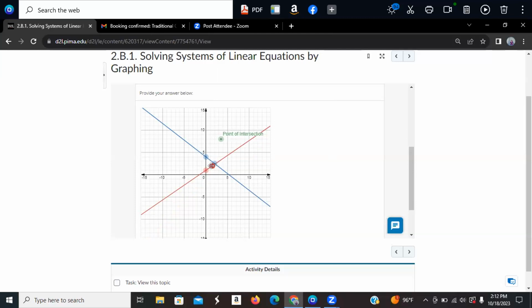I mean, that looks okay to me. I don't know, I guess you'd have to drag that last point where they intersect.